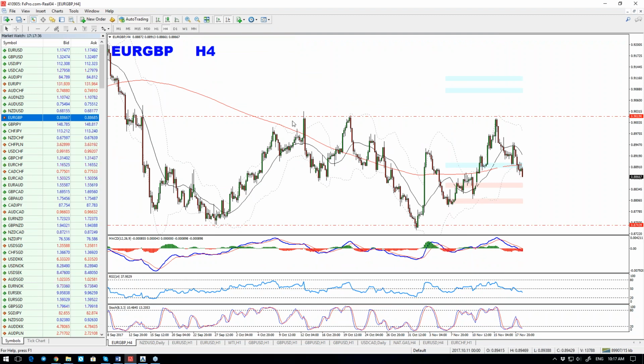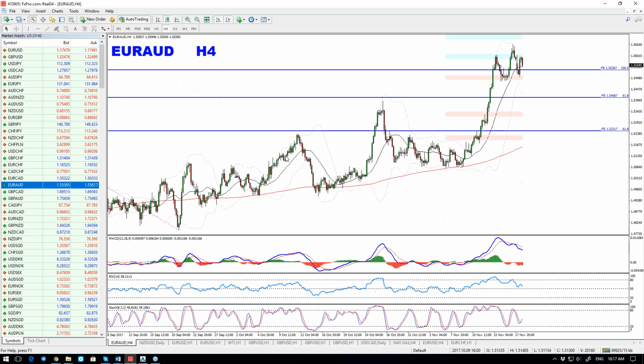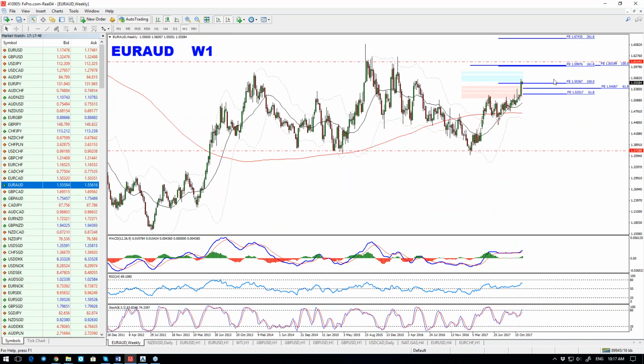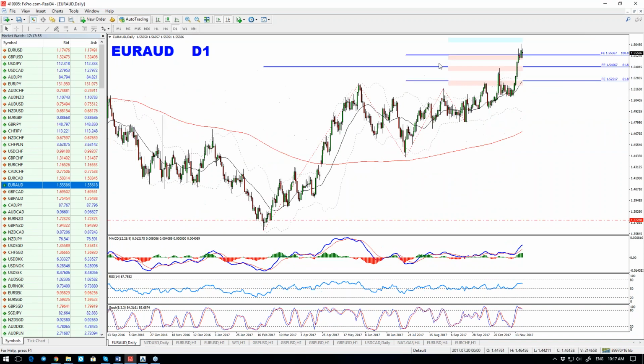We remain bearish. Euro versus the Aussie is another pair we have on the list. And euro versus the Aussie, now this one is interesting and tricky at the same time. Previous week, we got a massive breakup right here.